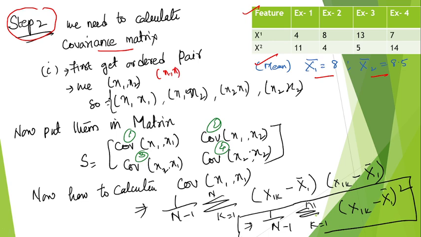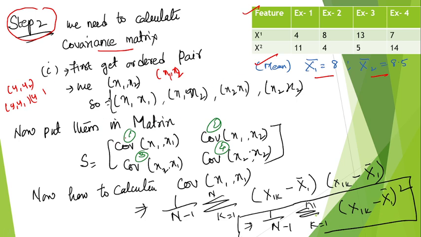Let's take an example. If I take x1 and x2, how many possible values are there? If I take y1 and y2, how many possible variants? Ordered pairs means how many possible operations there are. So I have x1 x1, x1 x2, x2 x1, x2 x2. Similarly for y1, y1, y1, y2, y2, y1, and so on. Correct? All 4 operations. So we'll get this.